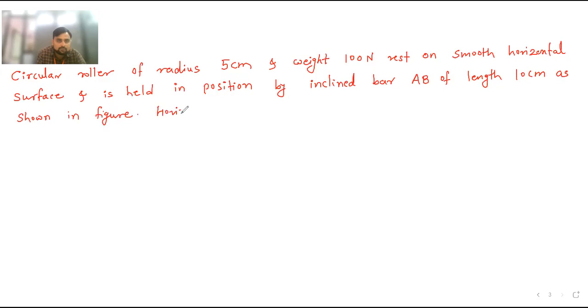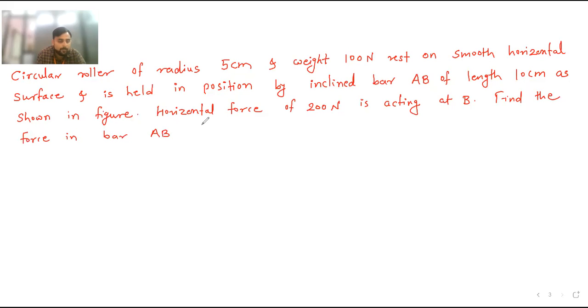A horizontal force of 200 Newton is acting at B. Find the force in bar AB and vertical reaction at C.